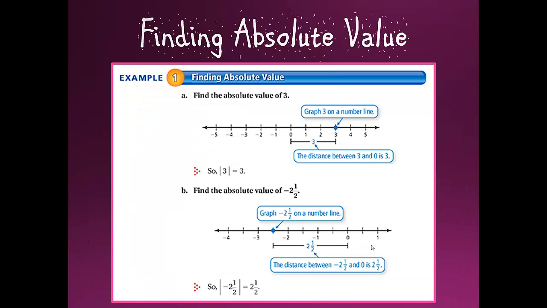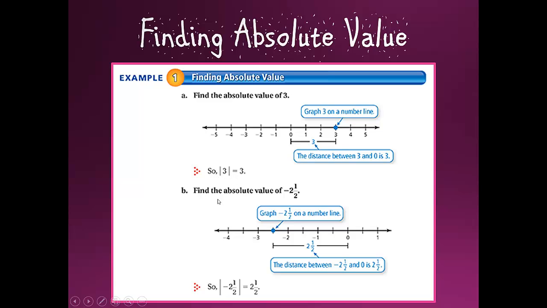Now we're looking at finding absolute value. Find the absolute value of 3. So first we can graph 3 on a number line, and then we can find out how far 3 is away from 0. 3 is 1, 2, 3 away from 0. Therefore, the absolute value of 3 is 3.